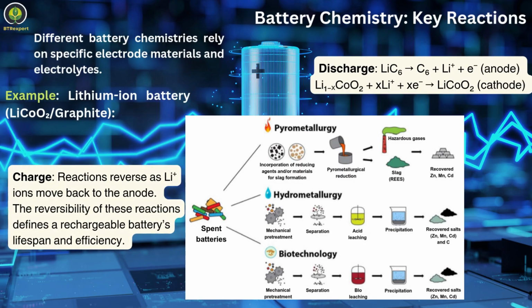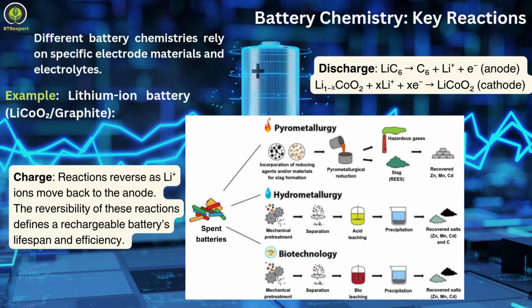Let's take the lithium-ion battery as an example. During discharge, lithium ions move from the anode, which is typically graphite, to the cathode, usually lithium cobalt oxide. This movement releases electrons, generating power. The ability of a battery to recharge efficiently, and repeatedly, significantly impacts its lifespan and efficiency.